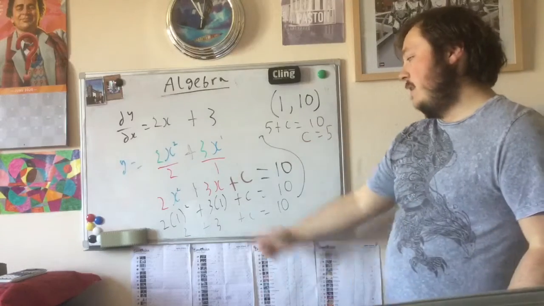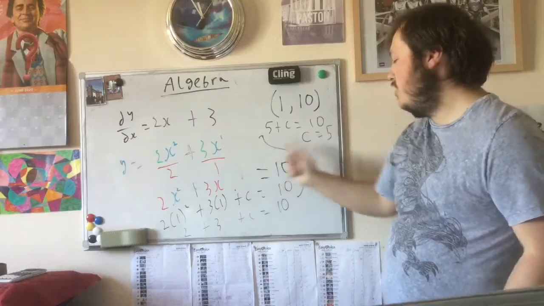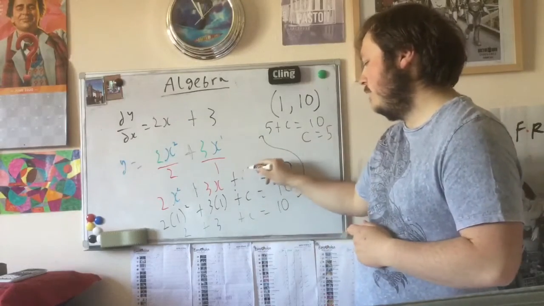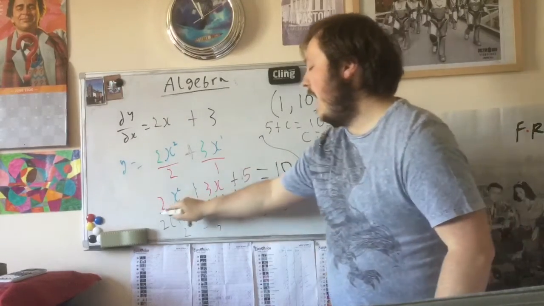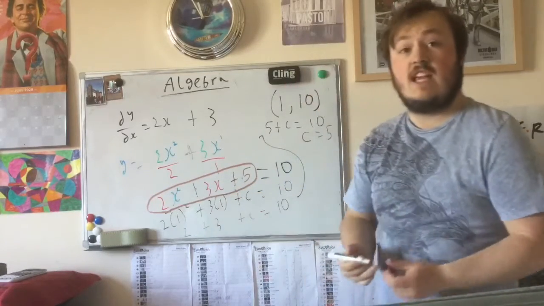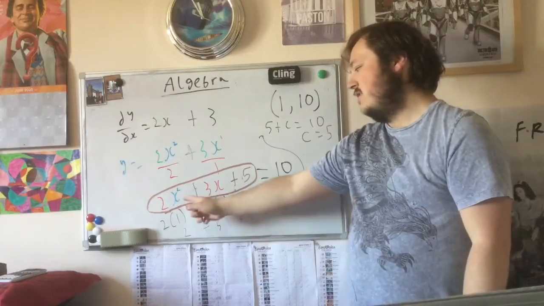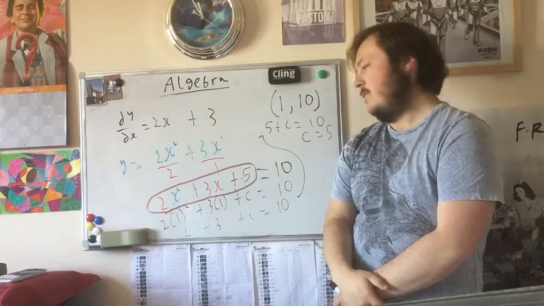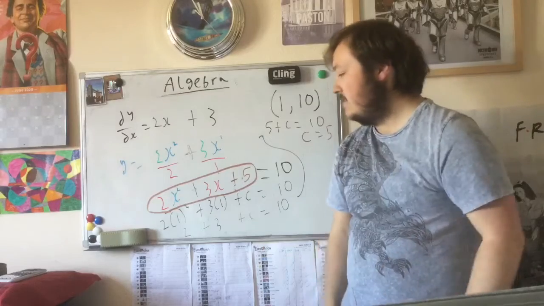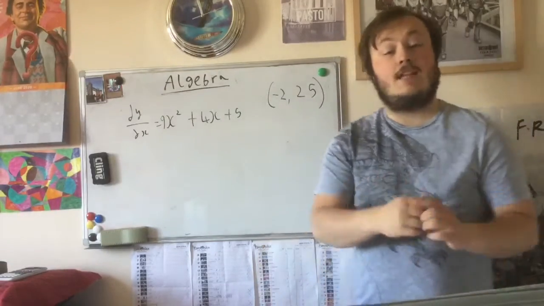Now that we know what that is, we can replace the c in our integrated equation with the number we just worked out, which is 5. So the actual fully integrated equation, when we work out what c is and can replace it with an actual number, is 2x squared plus 3x plus 5. Now let's do one more before our challenge today.